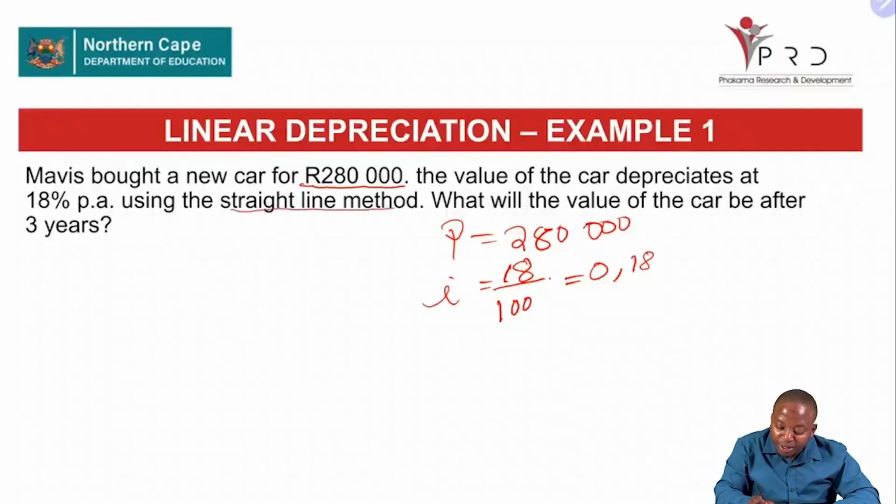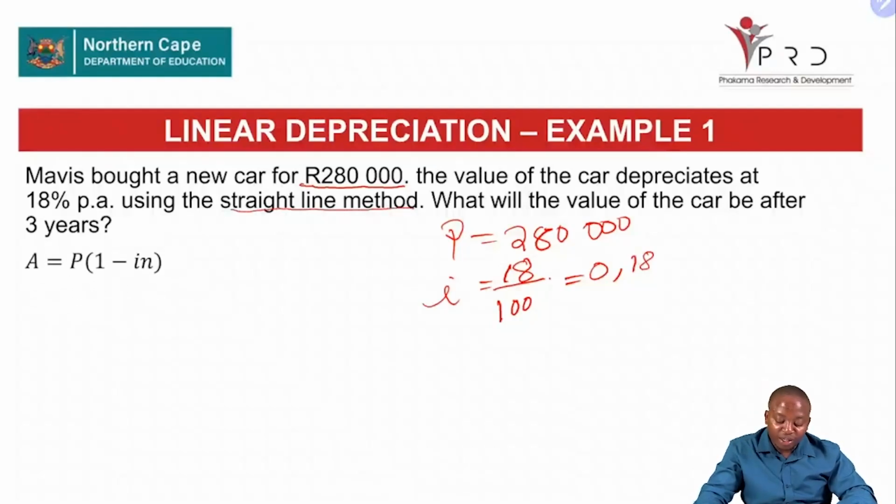Using the straight line method gives us an idea as to which formula we quote down. The formula for the straight line is as follows: A equals P times (1 minus IN). What will the value of the car be after 3 years?